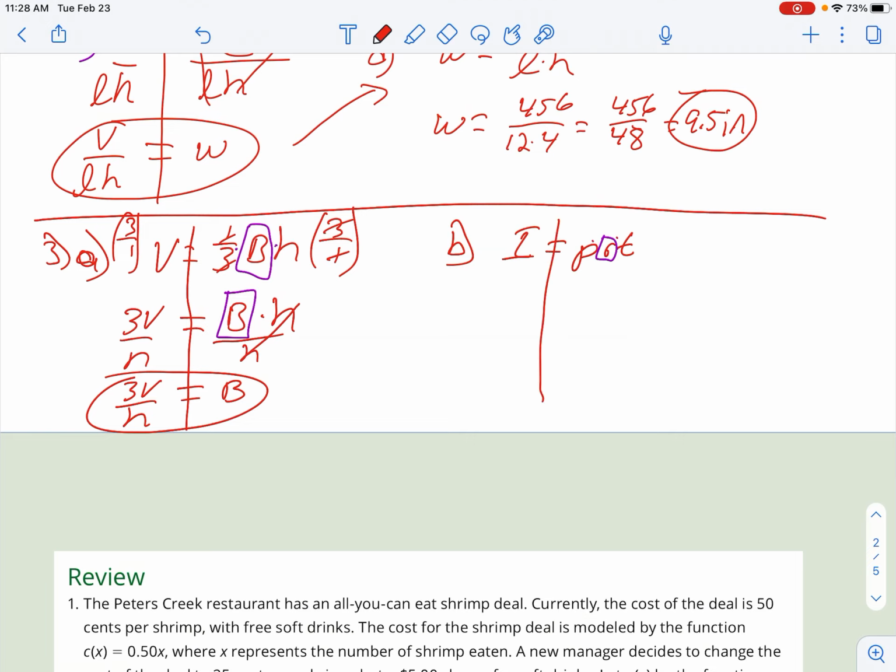But this is all attached by multiplication, and the inverse of multiplication is division. So I'm going to divide by P, I'm going to divide by T. That gets me R by itself, and there is I over PT.